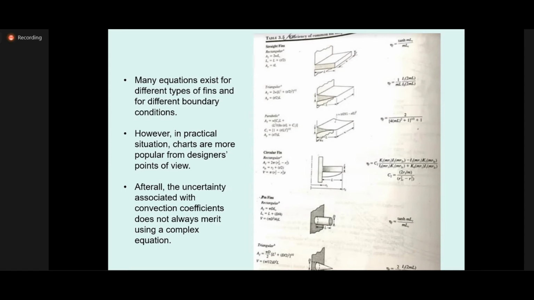However, I'm a practical person, and engineers are practical people. In practical situations, charts are more popular from the designers' point of view. Designers would like to use charts rather than just using the theoretical equations. Again, I can reiterate, the uncertainty associated with convection coefficients does not always merit using a complex equation. I think that summarizes the reason why people go for a slightly less accurate, but much more user-friendly approach, which people can remember. And also there are the chances of mistakes.